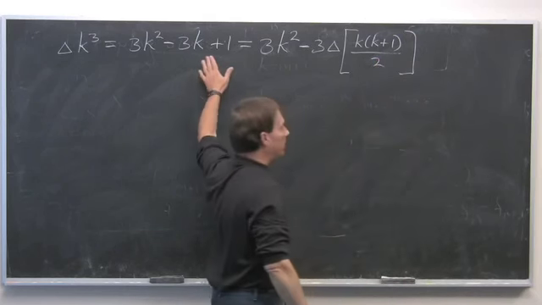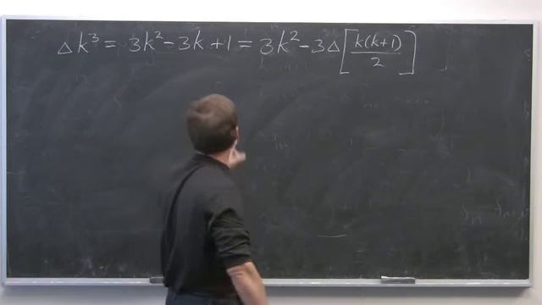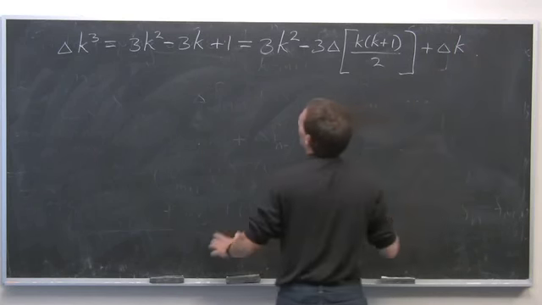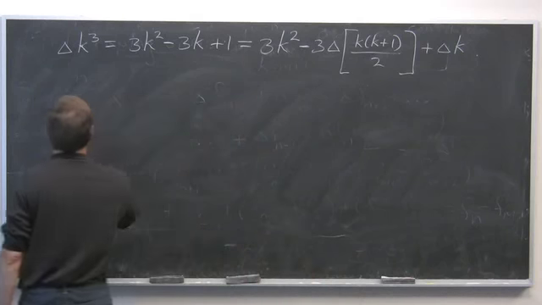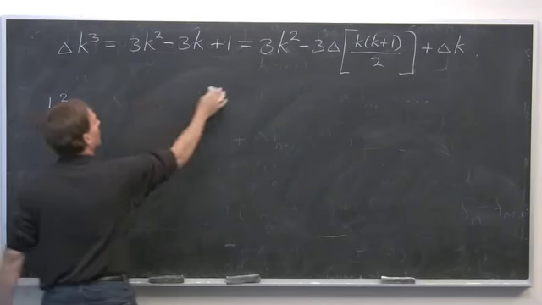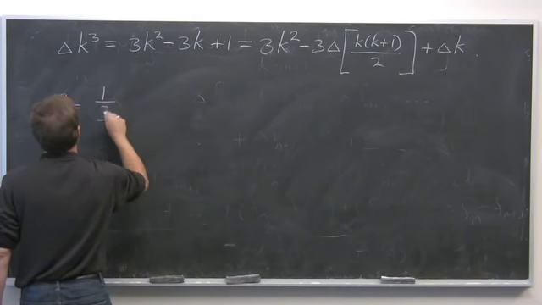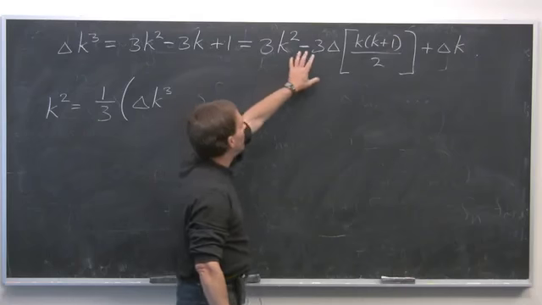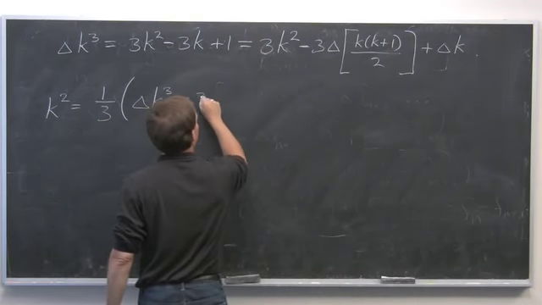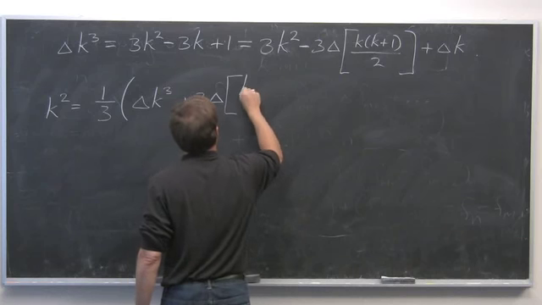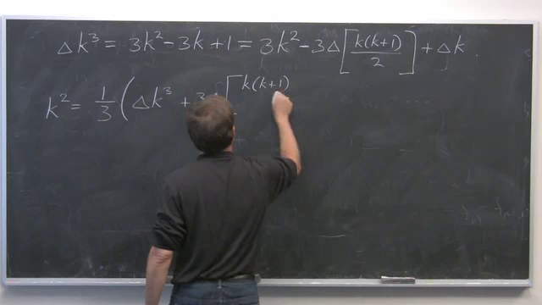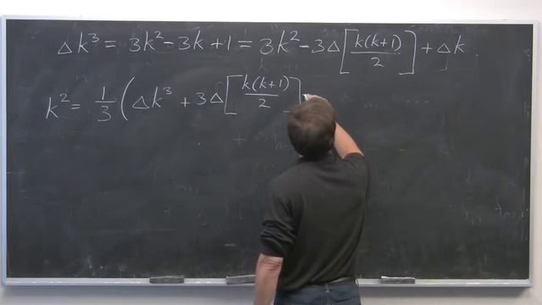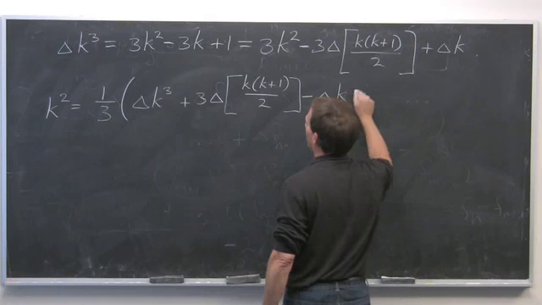So I'm replacing the k by what we just found for it, delta of k times (k plus 1) over 2. And I'll replace the plus 1 by a delta k. Now you solve for k squared. You get k squared is, you'll have to divide by this 3. You get k squared is 1/3 of delta of k cubed, that's this. You'd have to add this to both sides, plus 3 times delta of k times (k plus 1) over 2. And then you'd be subtracting this term, so minus delta of k.